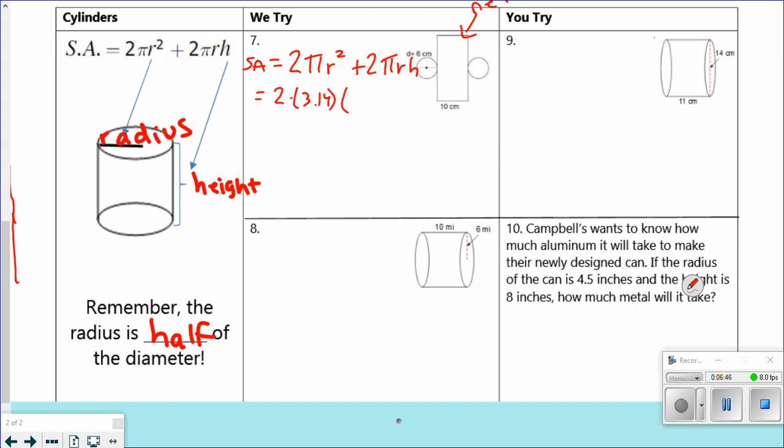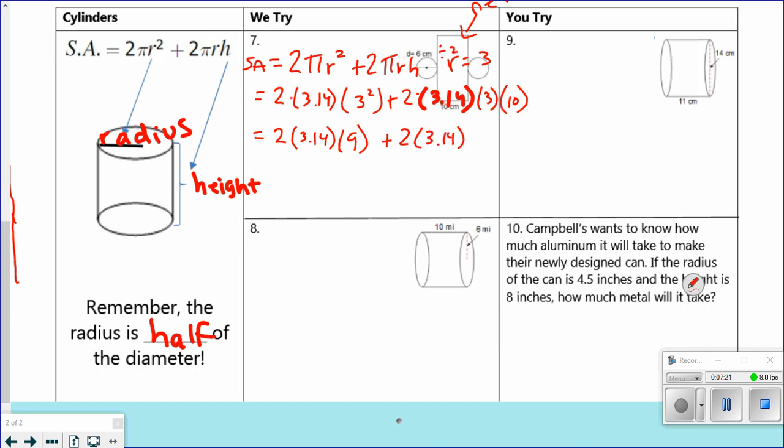Okay? 2 times 3.14 times my radius squared. My diameter is 6, so that means my radius is half of that. So if I cut 6 in half, I'm going to get 3. So 3 squared plus 2 times pi, or 3.14, times radius, which is 3, times 10, which is the height. Okay, again, you shouldn't really put all of that in your calculator. We're going to do 2 times 3.14 times 9 plus 2 times 3.14 times, I'm going to do 3 times 10, which is 30. So I have one less number. Okay, so then I'm going to multiply all of this out and all of this out.